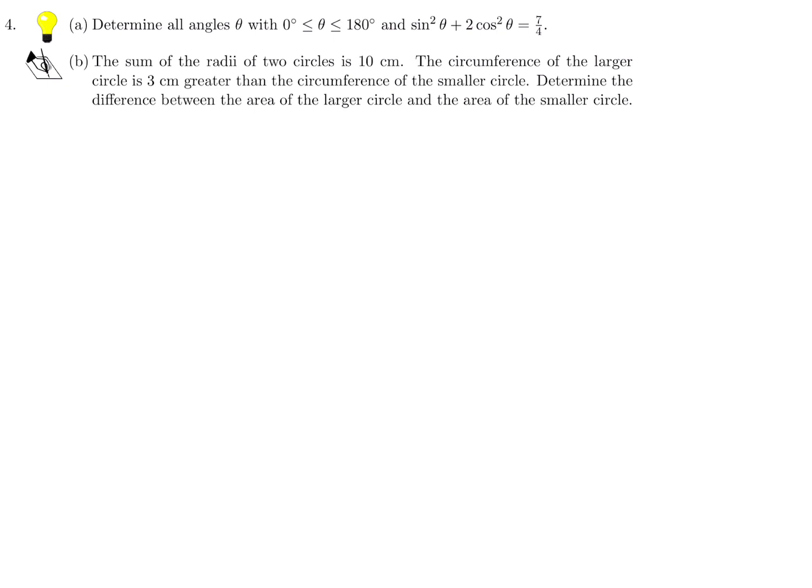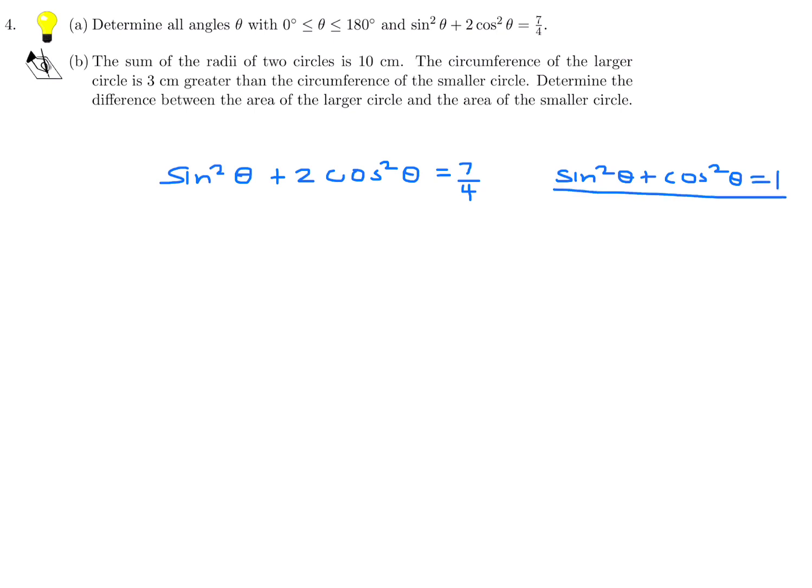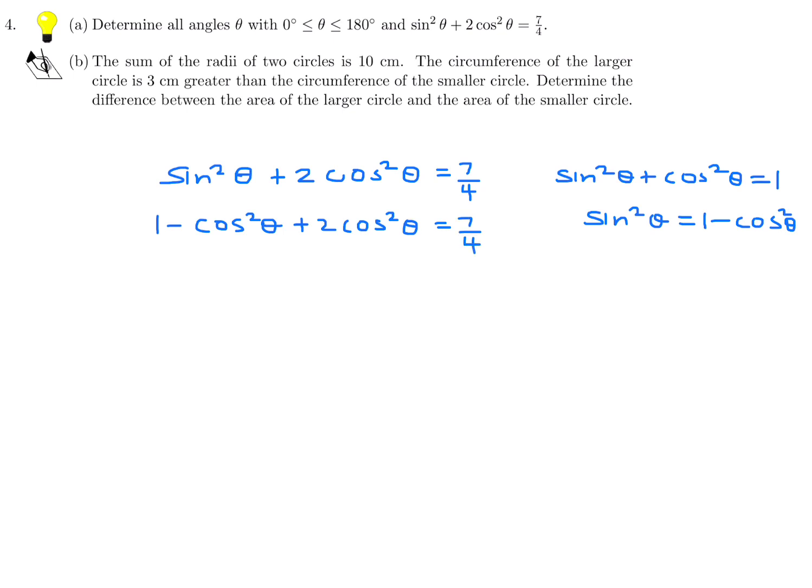Determine all angles theta, with theta between 0 and 180 inclusive, such that sine squared theta plus 2 cos squared theta is 7 over 4. Sine squared theta plus cos squared theta is equal to 1. This is a famous trig identity, one of the easier ones to remember out of the many. So that means that sine squared theta is equal to 1 minus cos squared theta. Substitute that into here, and we get 1 minus cos squared theta plus 2 cos squared theta is equal to 7 over 4.